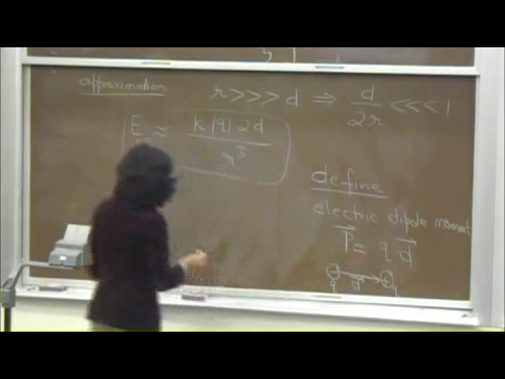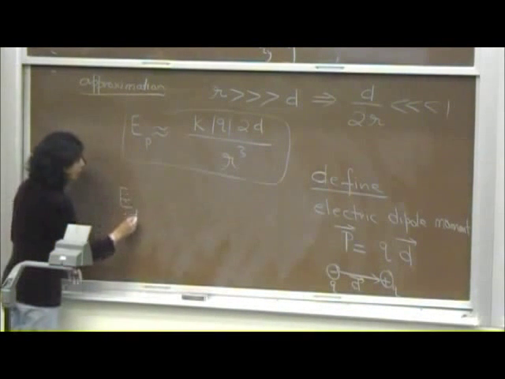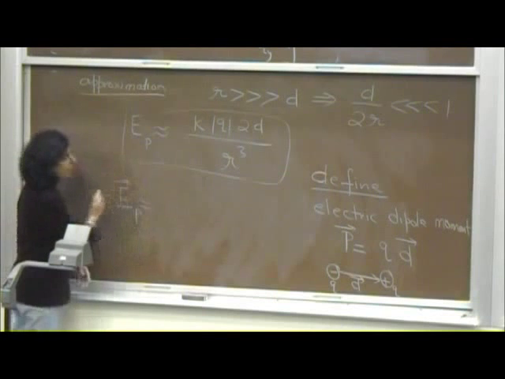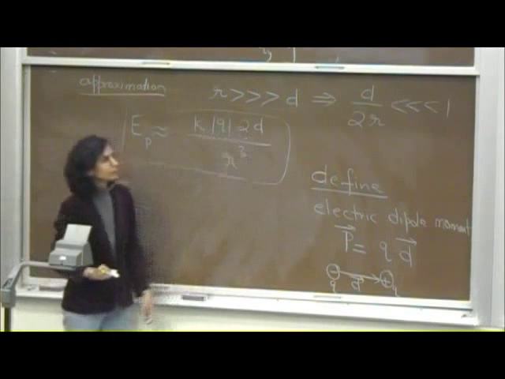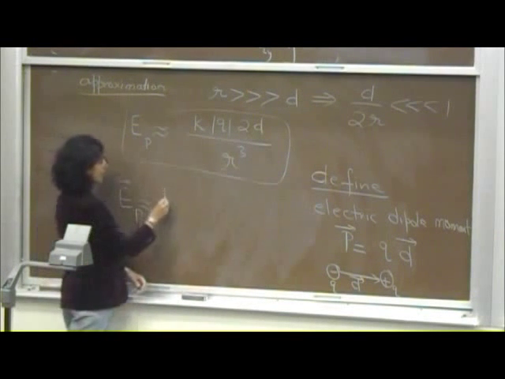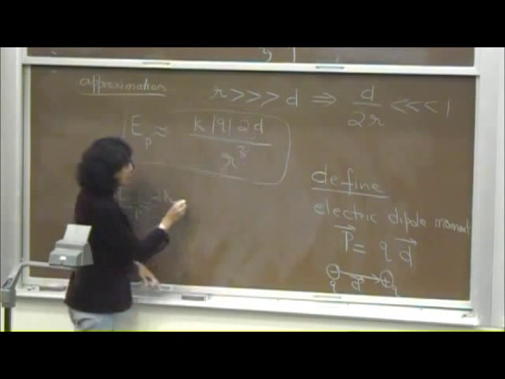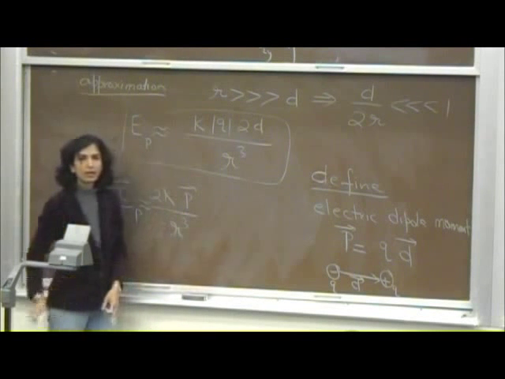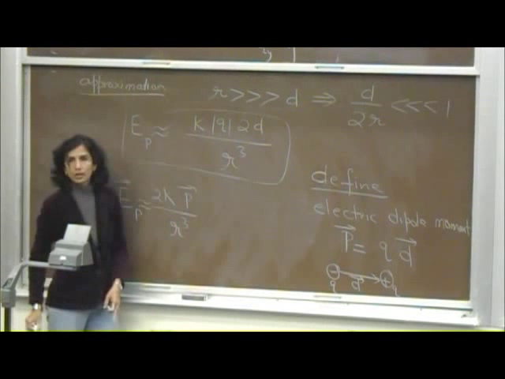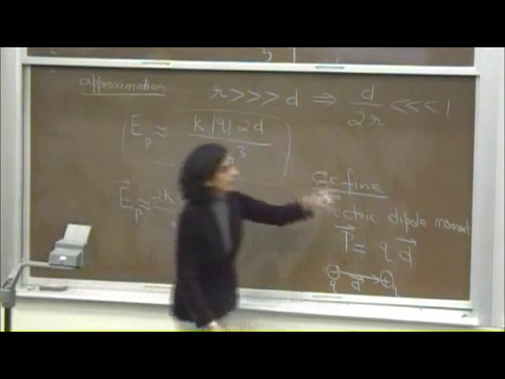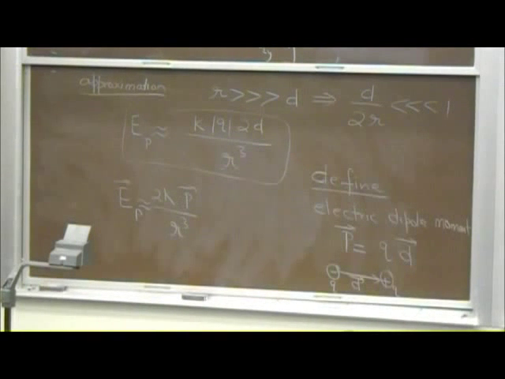Okay, if that's the case, then what can I write the electric field vector as? Can I say it's 2kQd, can I call it p divided by r cubed? Look at the direction of the electric field. Which way was the electric field?